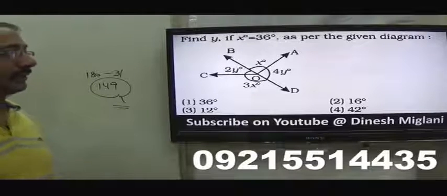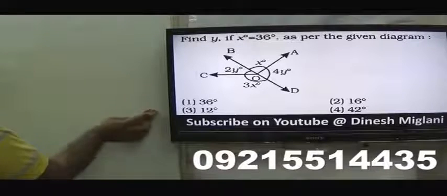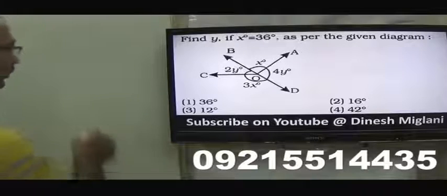Find y if x is equal to 36. Right, x 36 से y निकालना है. We know that sum of all angles is equal to 360. ठीक है, सबको ऐड कर दो. कितना बन गया? 3x plus x, 4x. राइट, और x कितना है? 36. तो कितना हो गया?